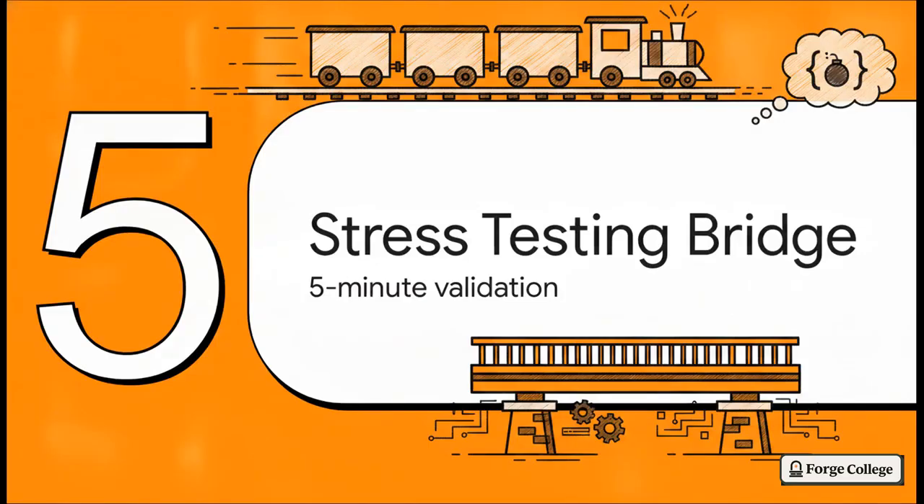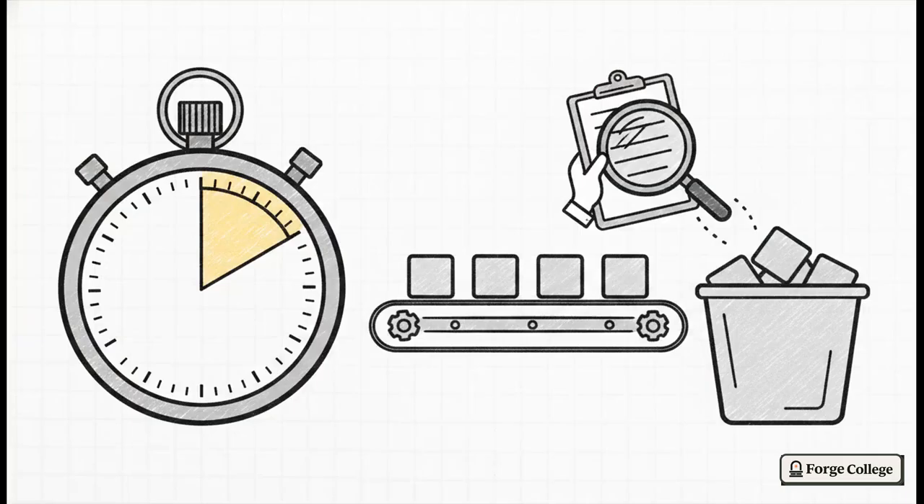Section 5. Stress testing the bridge. 5-minute validation. So, the bridge is built and the guardrails are up. But before we let a fully autonomous AI drive a heavy-duty truck over it, we need to send a test train across. Let's see how this builds into an automated validation run using a Jest script.